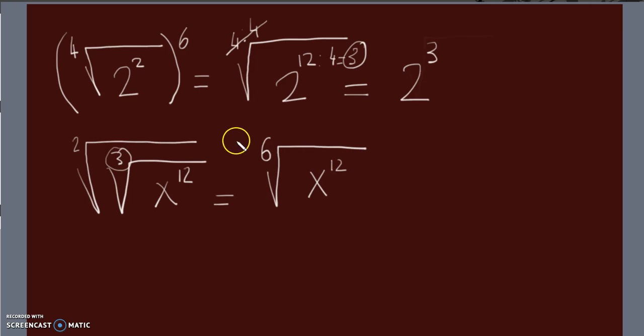Well, of course, we can simplify this. We can divide index and exponent both by 6. So if I divide the index by 6, 6 divided by 6 is 1, so I can eliminate the radical. 12 divided by 6 is 2, so x to the power of 2. So this is the result. Okay, so that's all.